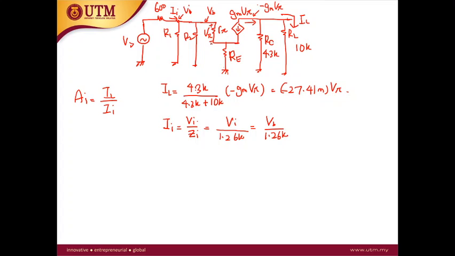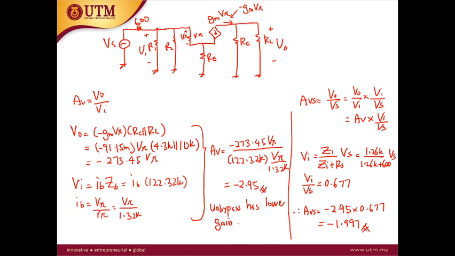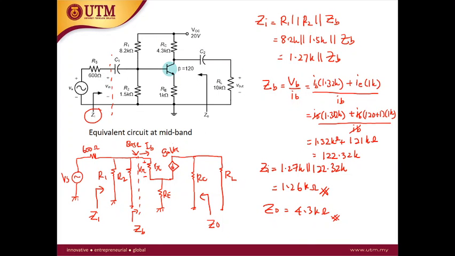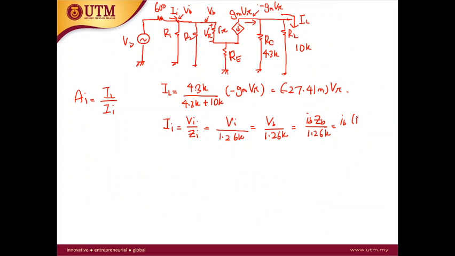So VB can be related with the ZB. VB is equal to IB ZB. So IB ZB over 1.26K. We have the value of the ZB. The ZB is 122.32K over 1.26K. So 122.32 over 1.26, and you got this one is 97.08 IB. Okay, so you have this equation.